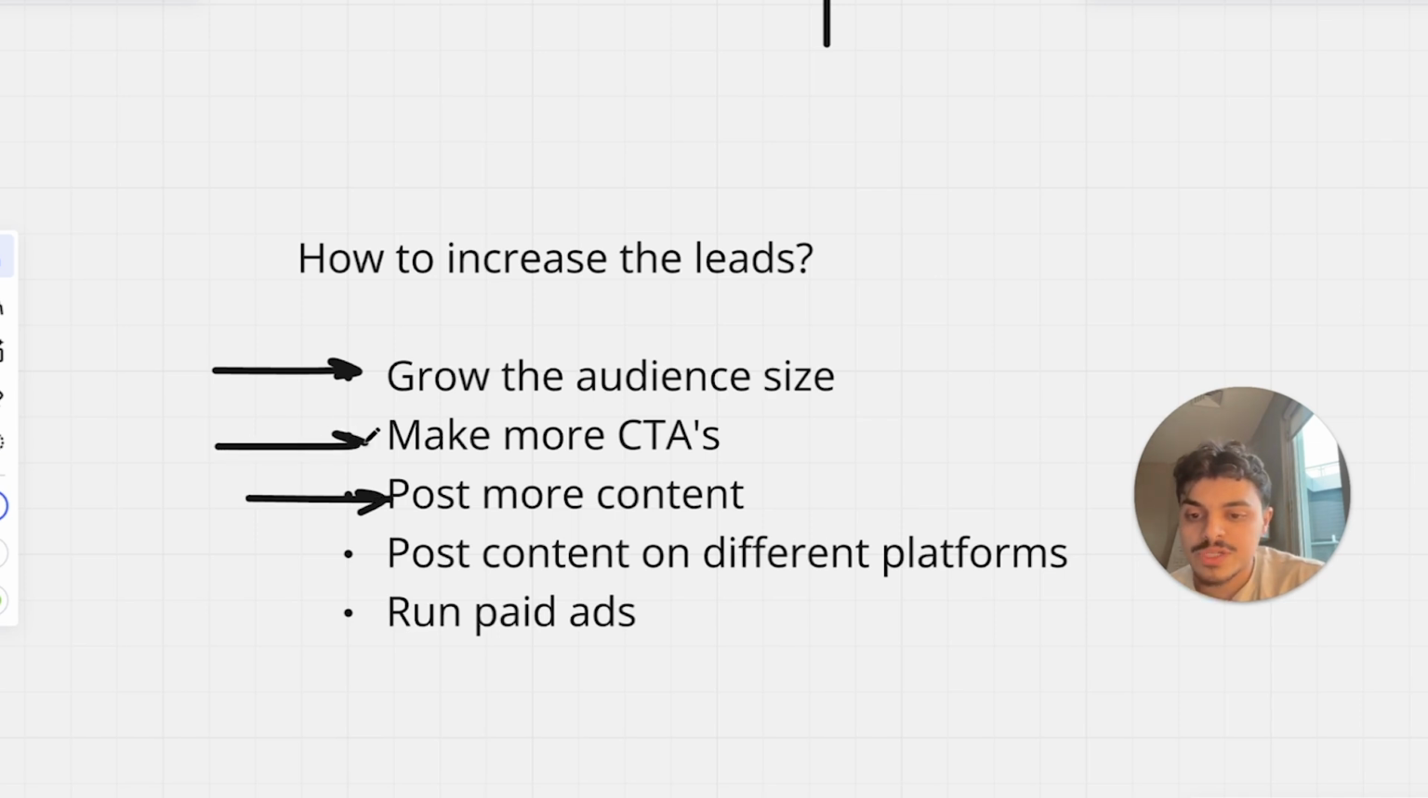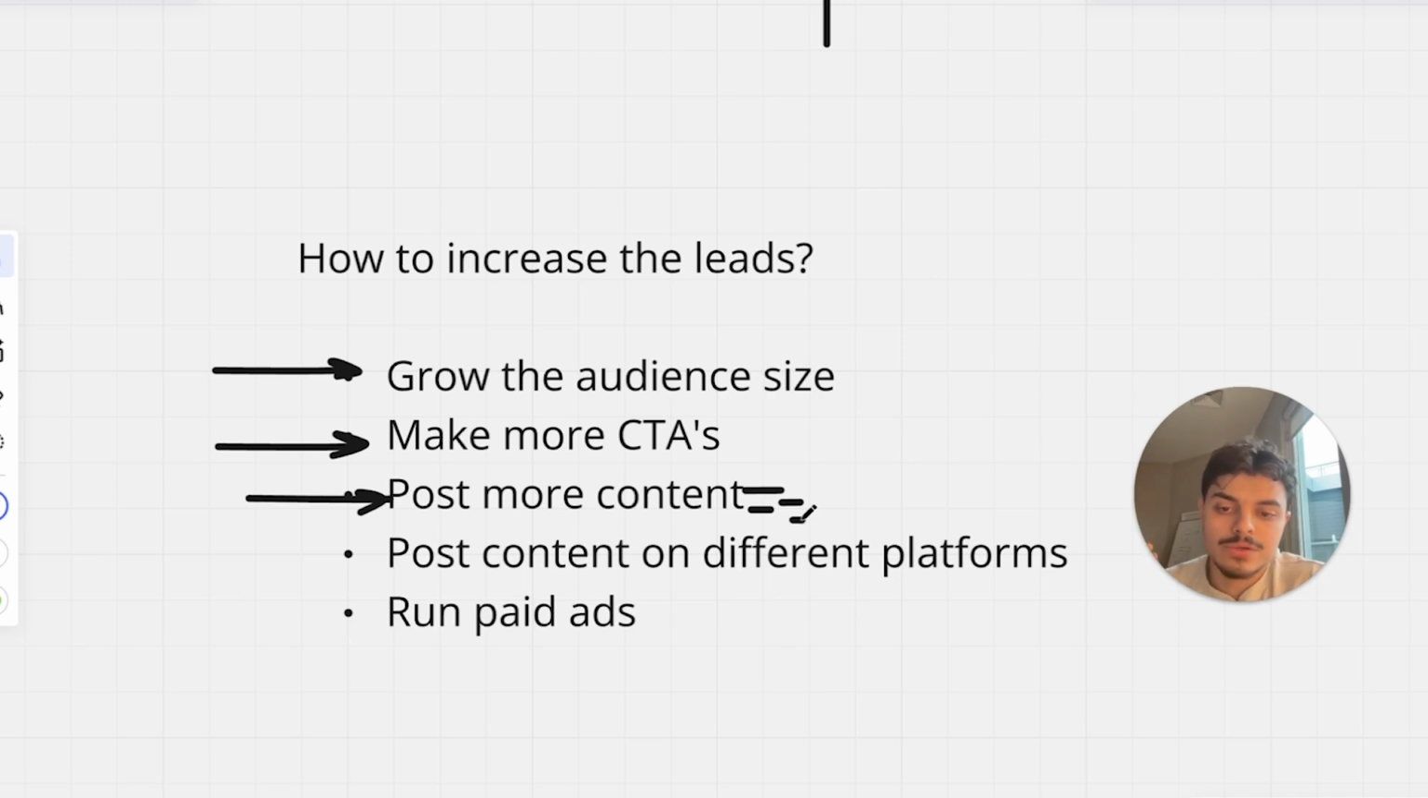You make more CTAs. Okay, maybe you're doing 1 CTA a week. How about you do 1 a day? Or how about you do 3 a day? And if you post more content, you can then put more CTAs under each good, well-performing, high-performing piece of content. And so you're going to get more opt-ins from that.